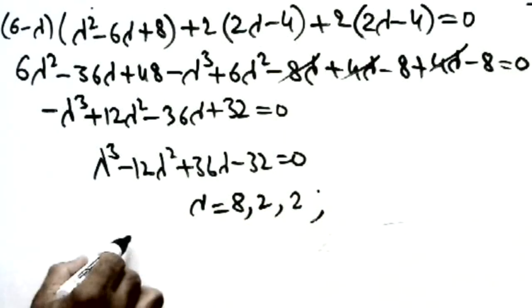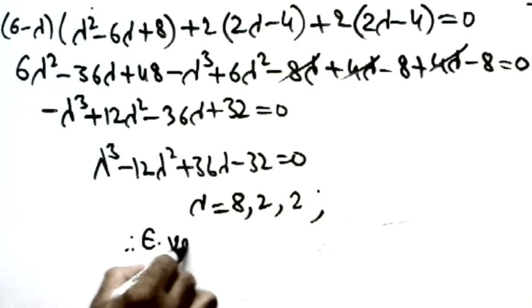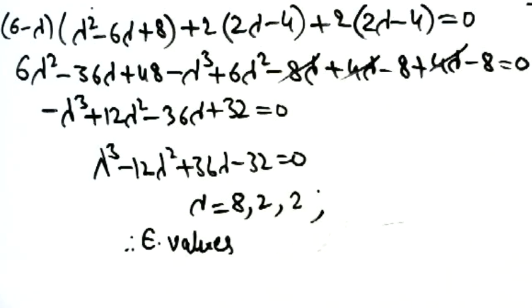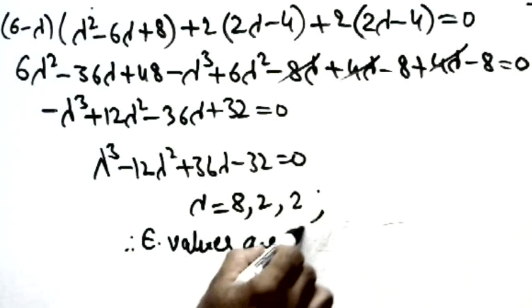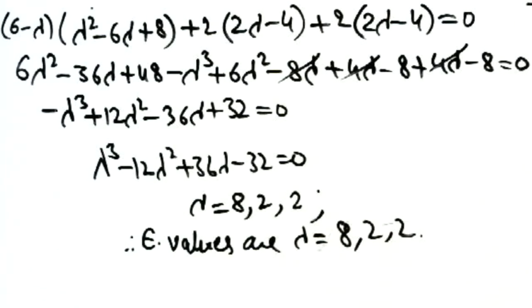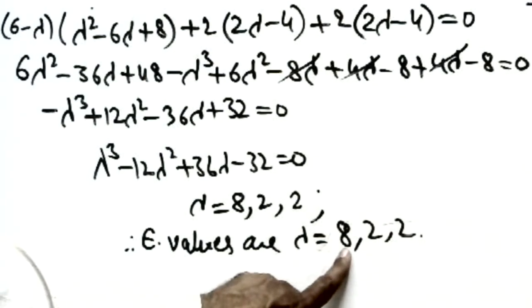Now we got these three values, lambda equals to, these are called eigenvalues. Therefore eigenvalues or latent roots or characteristic roots mean the same. Eigenvalues are lambda equals to 8, 2, 2. Now for every eigenvalue we must have a vector.